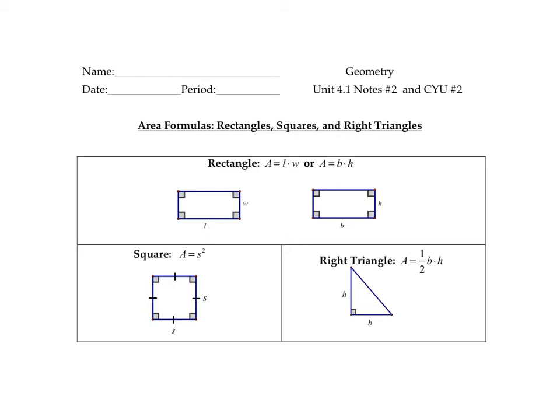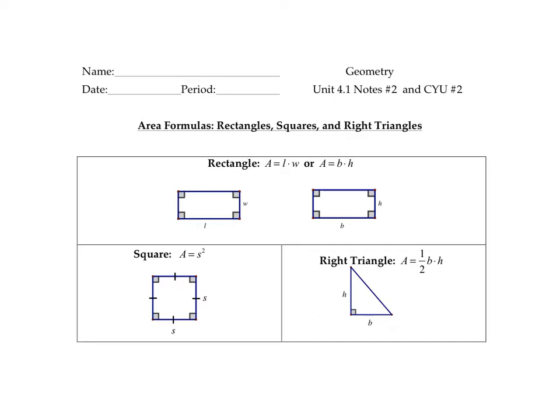Today's lesson from Unit 4.1 is all about the area of a rectangle, area of a square, and area of a right triangle. You may recall from a previous math class that to find the area of a rectangle, we simply take the length and multiply it by the width, or you could also call them the base and the height. So the area of a rectangle is equal to the product of the base and the height.